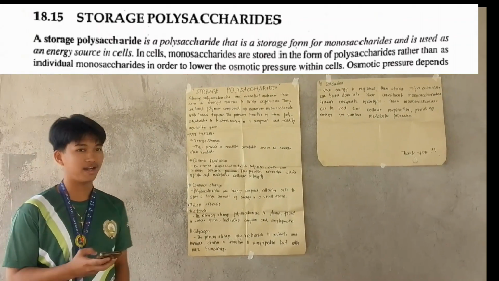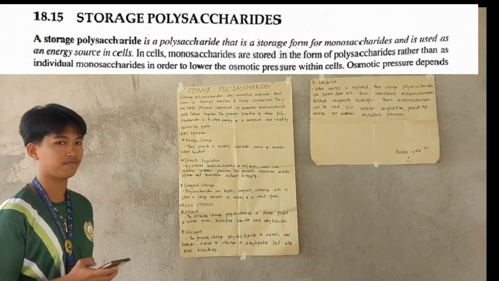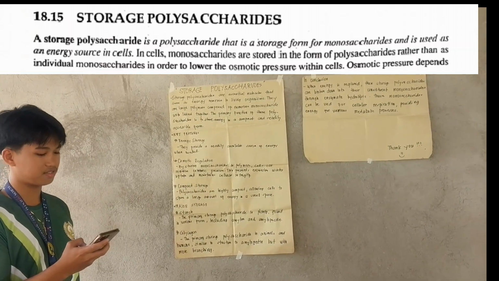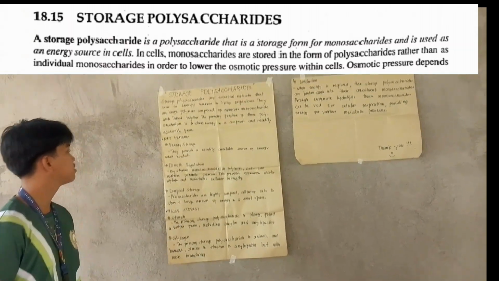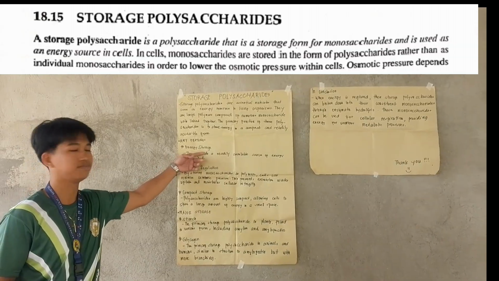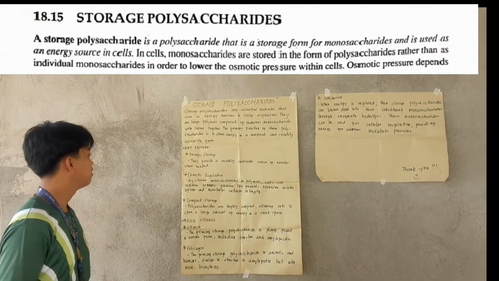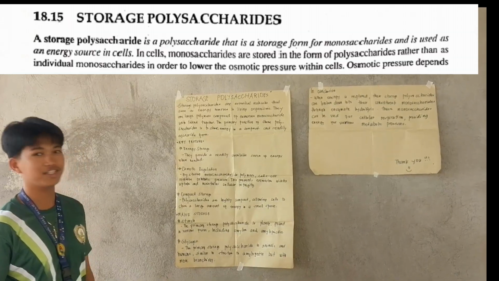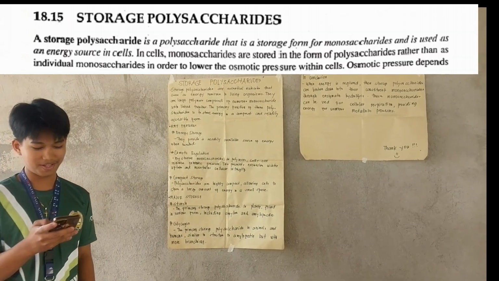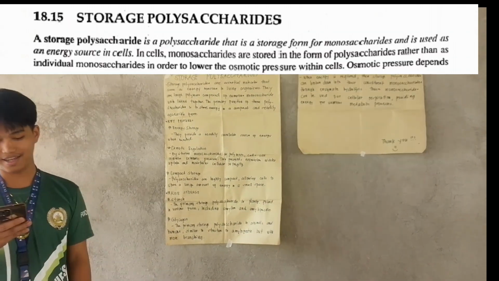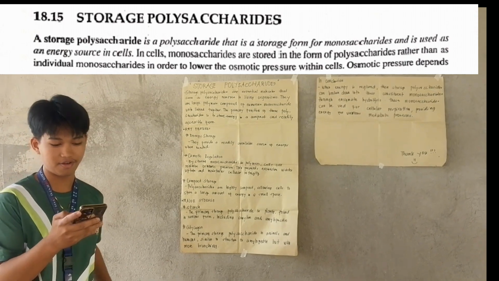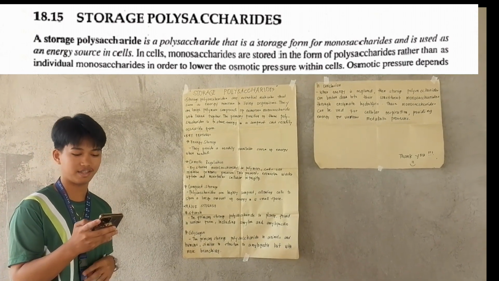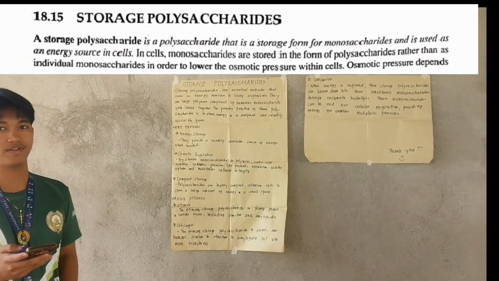So we have here key features of storage polysaccharides. The first one is energy storage. They provide a readily available source of energy when needed. For example, think of it like a pantry full of food when you're hungry. You can access the stored food for energy.